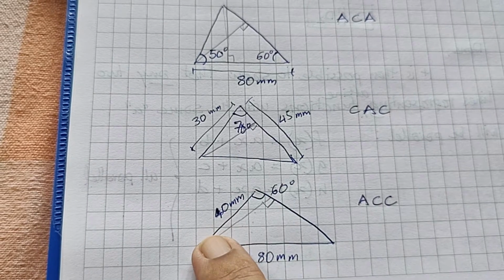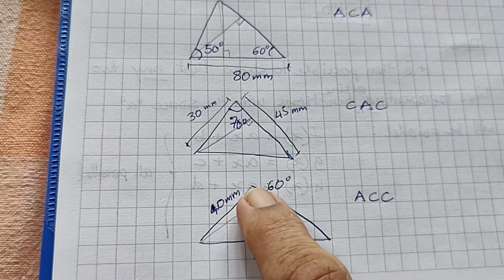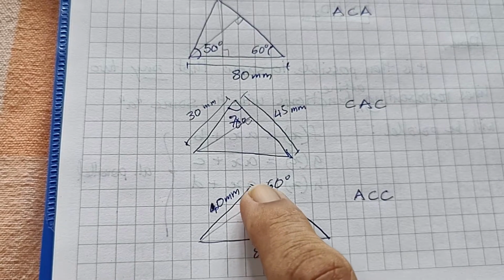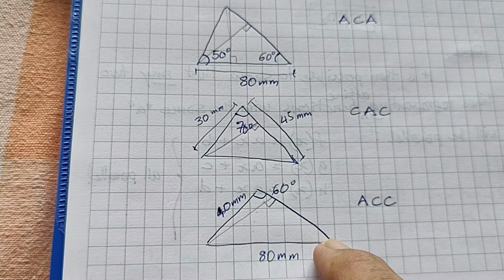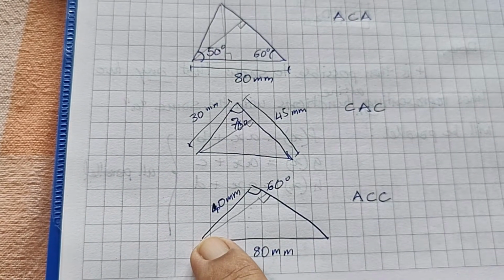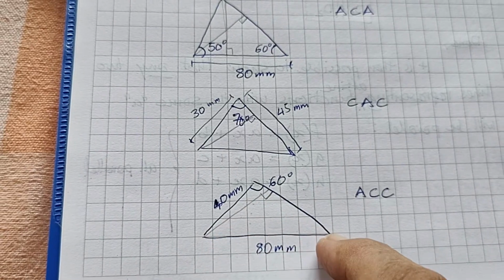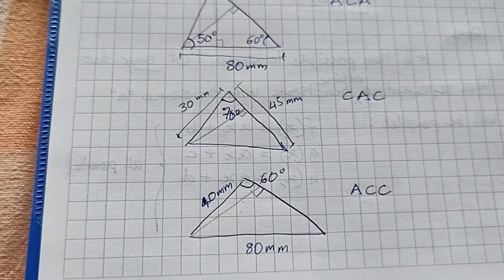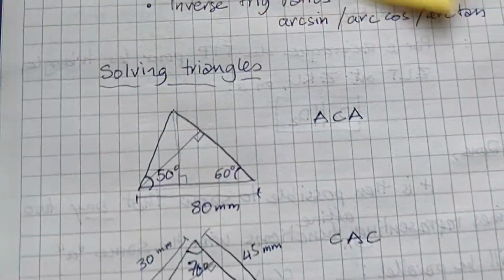So if this is 40 millimeters and this is 80 millimeters, and this angle is 60, how do you find these two other angles, and how do you find this unknown side? Again it's similar. If you think about it, if you drop an altitude there, you'll be able to solve this also.